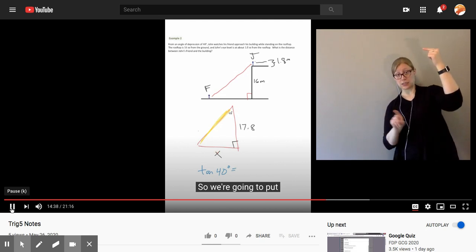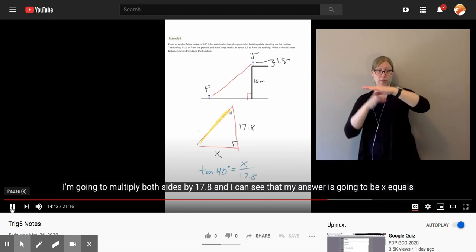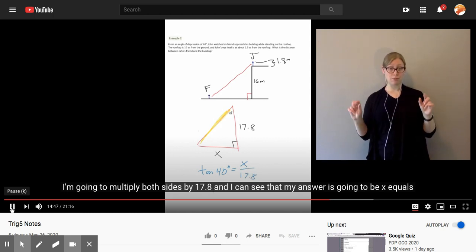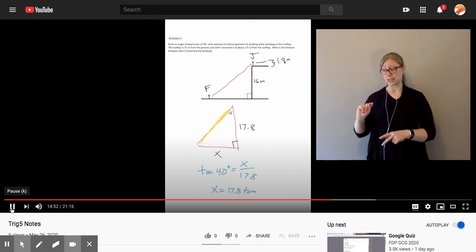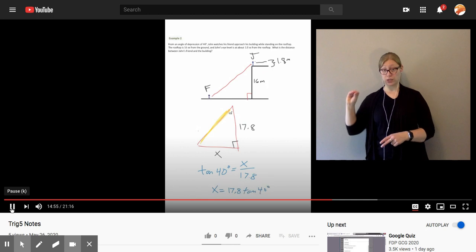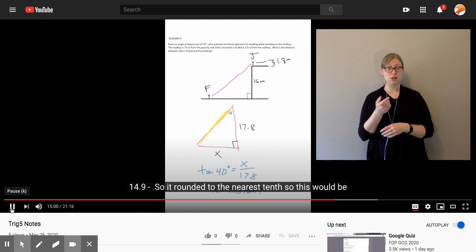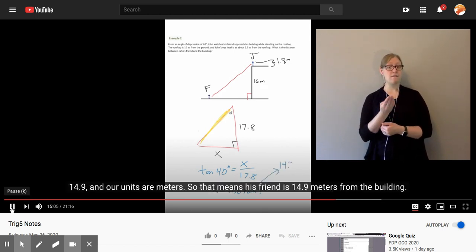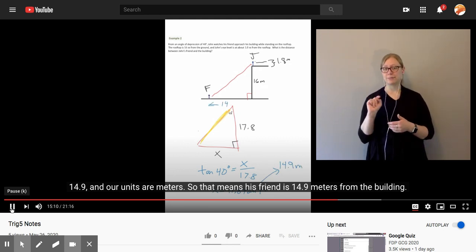So we're going to put x over 17.8. I'm going to multiply both sides by 17.8, and I can see that my answer is going to be x equals 17.8 times the tangent of 40 degrees. And that works out to be 14.9. So it rounded to the nearest tenth. So this would be 14.9, and our units are meters. So that means his friend is 14.9 meters from the building.